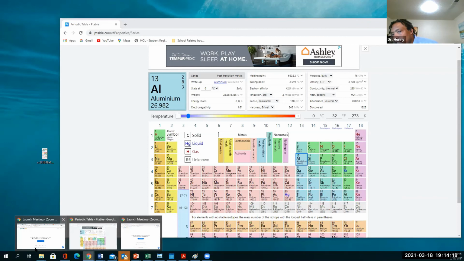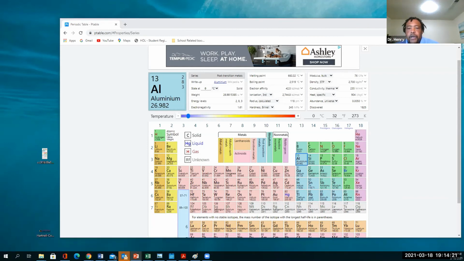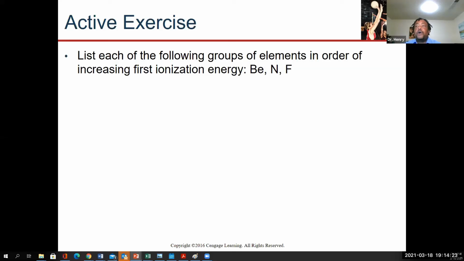Okay, so there's a couple of other things that we want to go over, but I want to ask this question first. So knowing what you guys know, can you put this in order? The beryllium, nitrogen, and fluorine in order of increasing ionization energy.